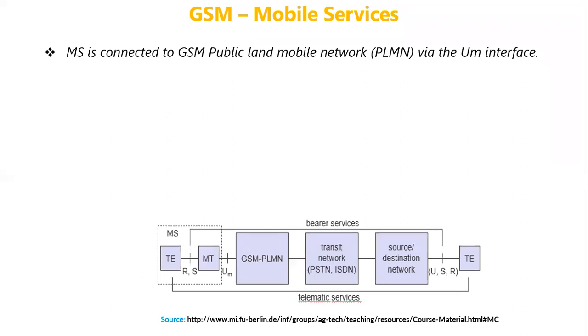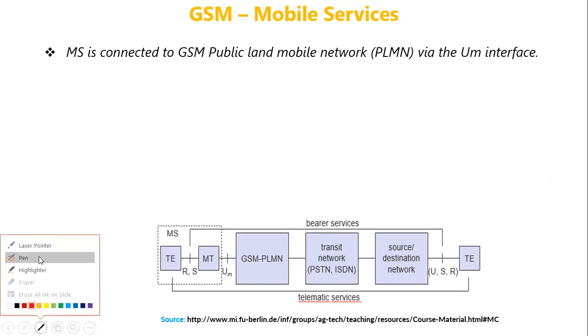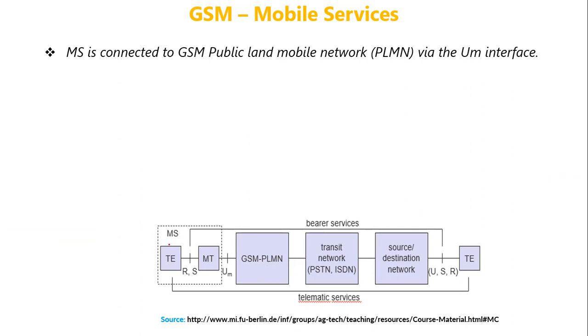First, let us try to understand typically how the teleservice and bearer service of GSM work through a reference model. This diagram refers to the reference model. At the left end you can see something called MS. MS represents mobile station, and it includes TE and MT.